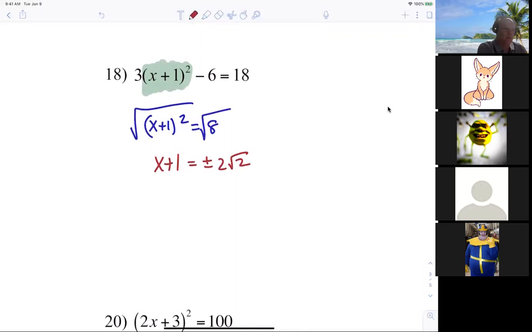So here we go. What's 18 plus 6 divided by 3? You see what I did? I got rid of the 6, and then I divided by 3.